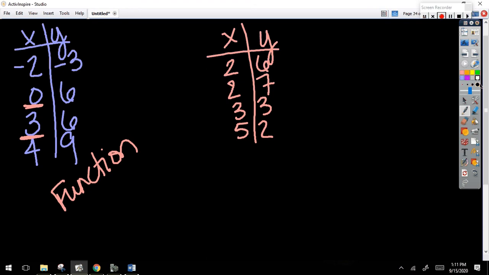Look at the pink one. How many y's does 2 have? Look at it. I got 2, 6, and 2, 7. That's the same x with 2 different y values. So how many y's does x have? 2. This makes it not a function.